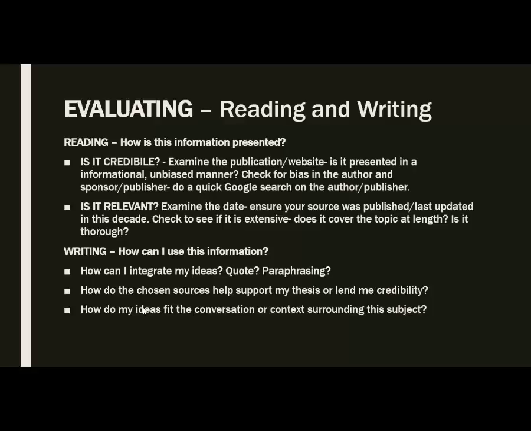All right, so after you've found your source and you've taken a look at it, you want to evaluate it next. We evaluate when we read our source, and then we evaluate when we write or decide how to use our source. When we read, we want to ask ourselves, okay, how is this information presented? The two questions you want to answer are, first, is it credible? Examine the publication and the website. Is it presented in an informational, unbiased manner? You might want to check for bias in the author and the sponsor or publisher. Again, do a quick Google search on the author or the publisher. It'll be very telling. If the author or the publisher has any sort of political leaning, then you might want to consider that the information might be biased.